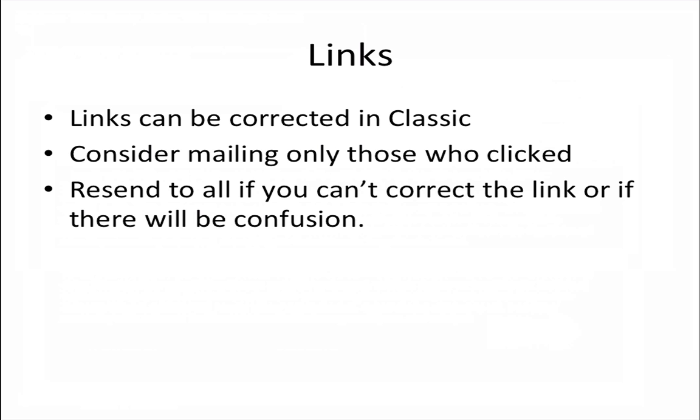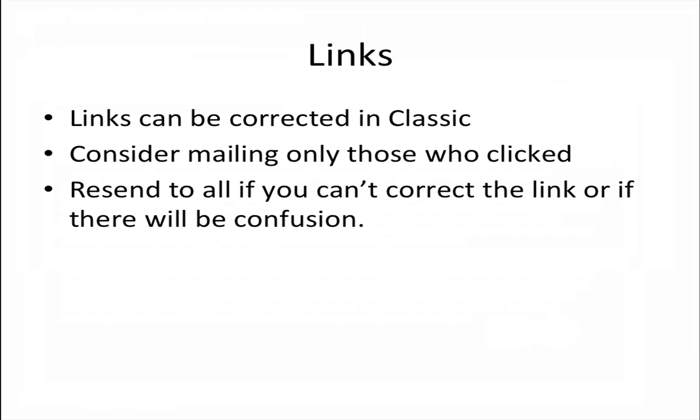Now, links. If you have something that's wrong with your links, and this happens sometimes, there are some things you can do. If you're using VR Classic, you can actually correct the links in the email after it's gone out, which is a super helpful thing. You can't change the text that is the link, you can just change the destination. So if there's a typo in the URL and you actually have that written out in your email, that can't be changed. But if somebody clicks on it, it will go to the right place.